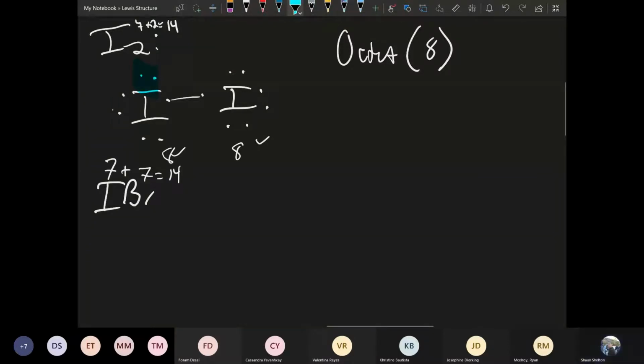So 1, 2, 3, 4, 5, 6, 7. There are 7 pairs, and 7 times 2 gives me 14 electrons. That lets me know that I have the right number of electrons. That's why we do that. These smaller compounds are not a problem because they're easy to count. When we get to compounds that have 32 and 48 electrons, then we really have to be careful and make sure we have the right number of valence electrons.